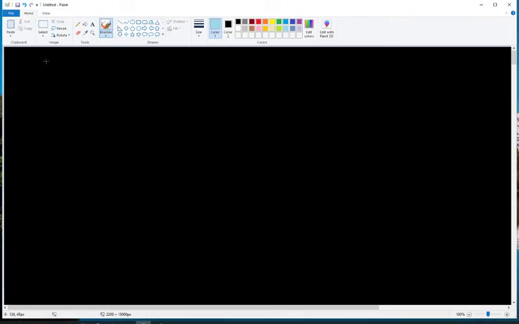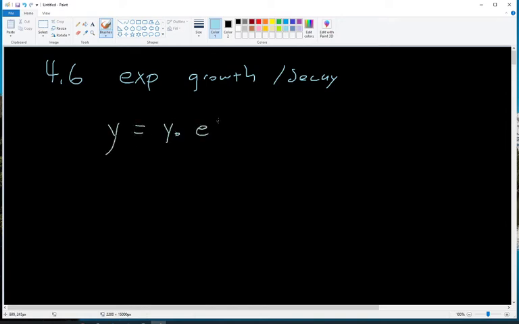We are working on section 4.6, which is exponential growth and decay models. So this equation is going to be y equals y naught e to the k times t. This will be our growth or decay equation.